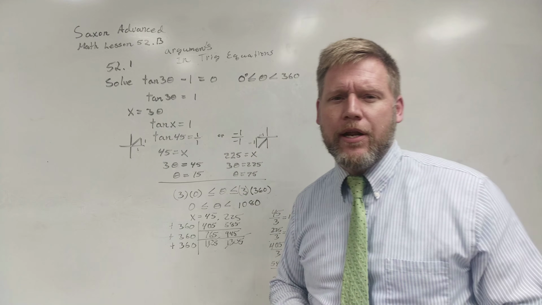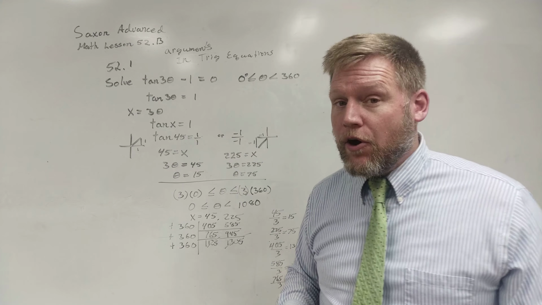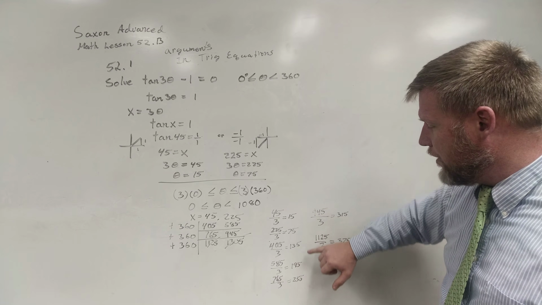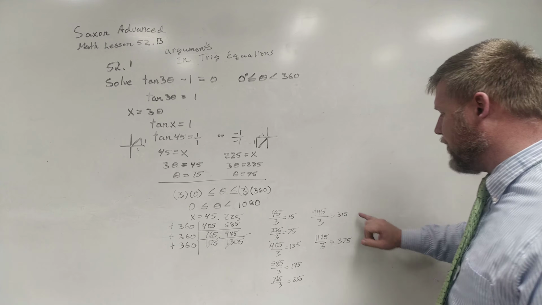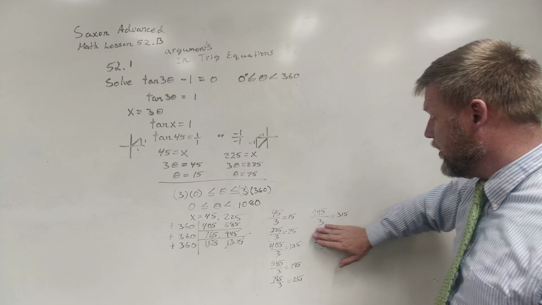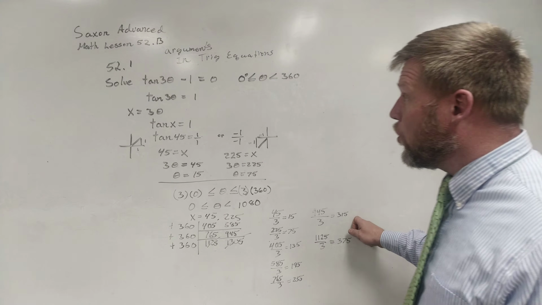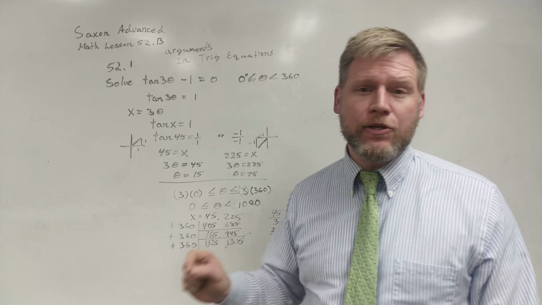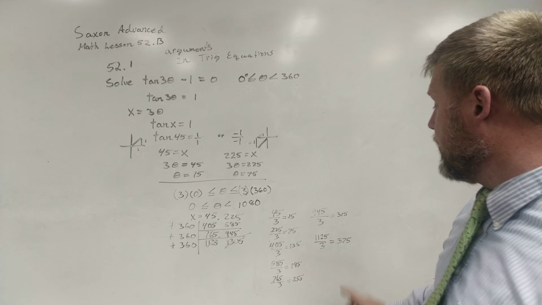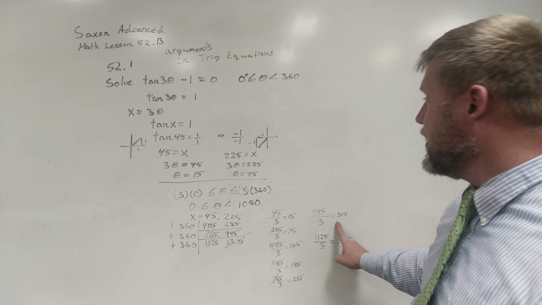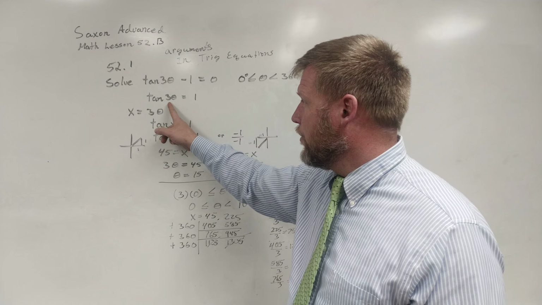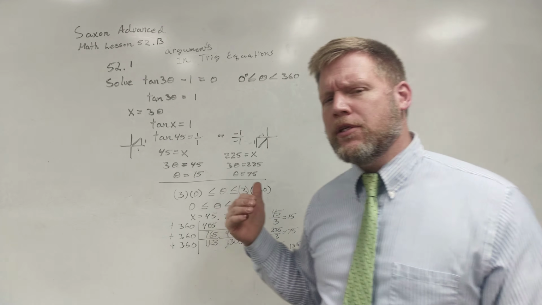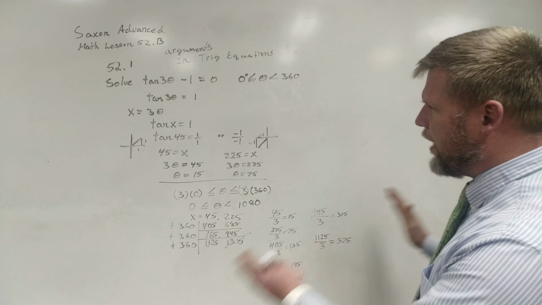So this is where we get into, like I said in the previous lesson, there are multiple answers that solve this. Any of these values, 15, 75, 135, 195, 255, and 315, they all work if I put them in. 375 is not allowed. And you can always check this with your calculator to make sure your math is right. If on your calculator you put in 315 times 3, take the tangent of it, you'll get 1 every single time. And so this allows me to expand that range.